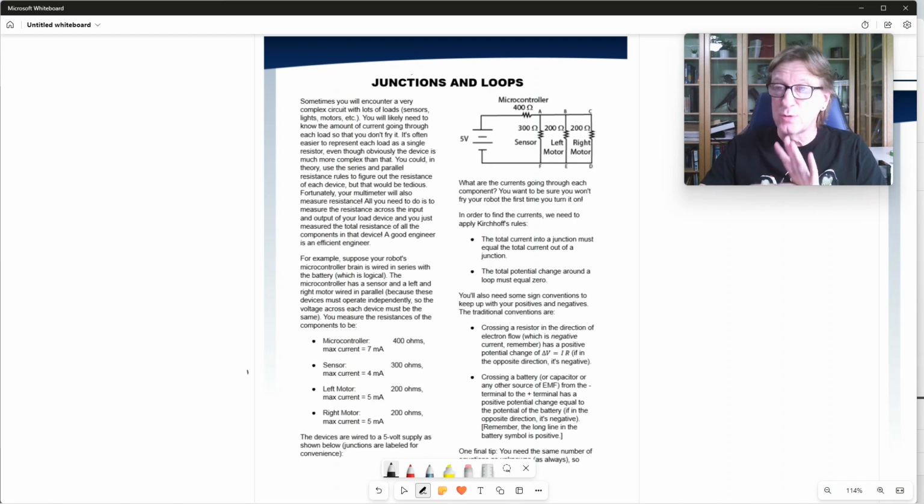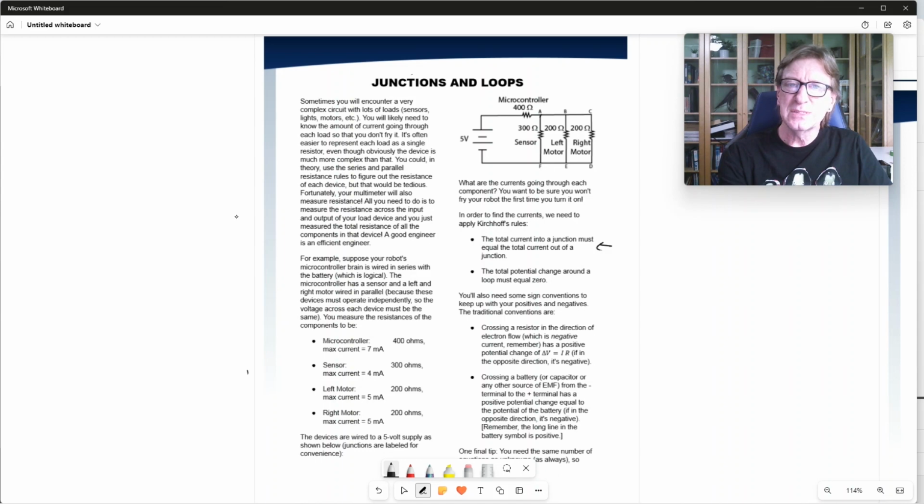So we're going to use Ohm's law with that, but I don't have just one device in a circuit, so I really have to think about this. So we've got two rules that we're going to follow. These are called Kirchhoff's loop rule and junction rule. And so this first one says the total current into a junction must equal the total current out of a junction.